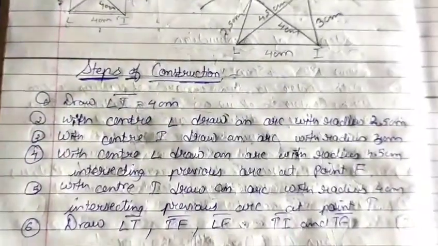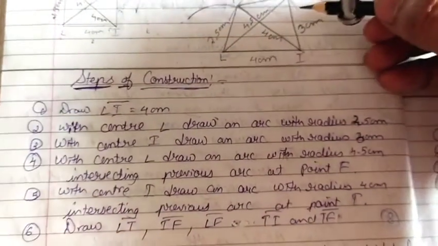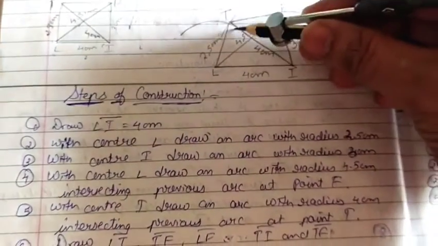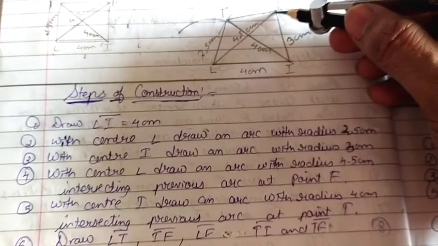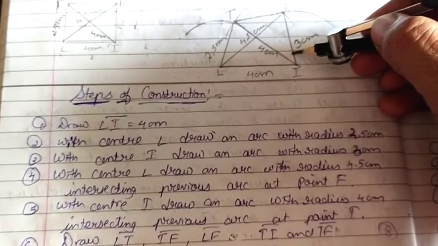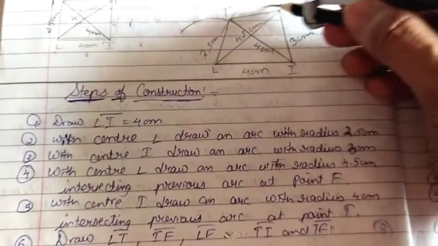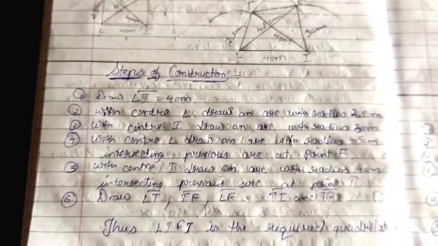First you need to draw all the line segments: first LT, then IT, then LF, then FI or IF, then TF. This is how we got our quadrilateral LIFT.